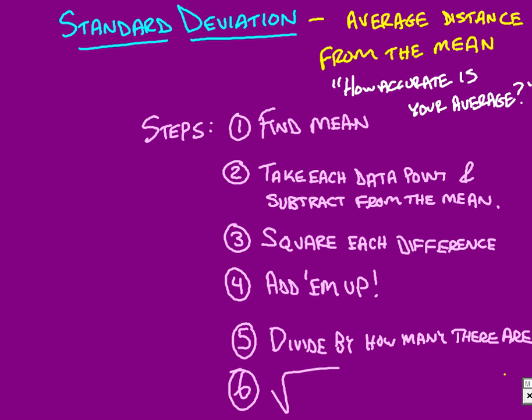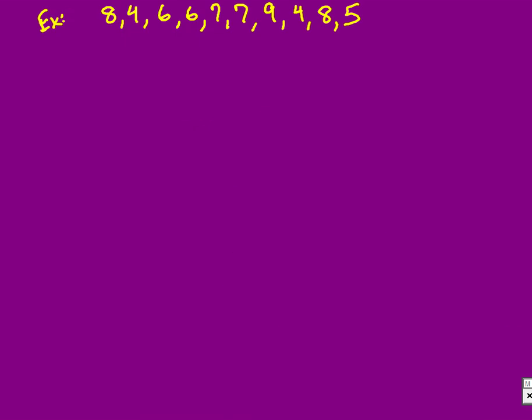So we'll just get right into an example. The first step is to find the mean of this data. You do that by adding them all up and dividing by how many there are. When I add up those 10 numbers, I get 64. I divide by the 10 pieces there are, so your mean is 6.4. That is your first step.